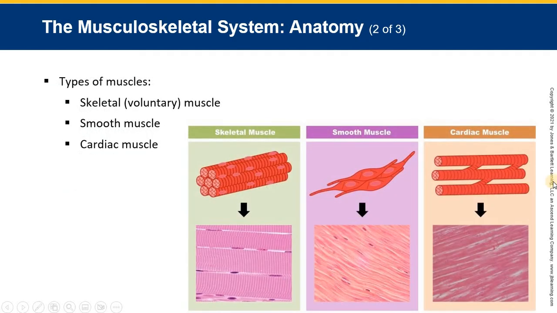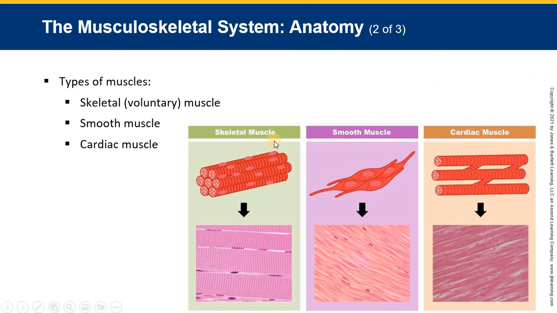There are several types of muscles. The muscles you can move voluntarily, think your bicep, tricep, that sort of thing, those are skeletal muscles. Your involuntary muscles are smooth muscles and your cardiac muscle.